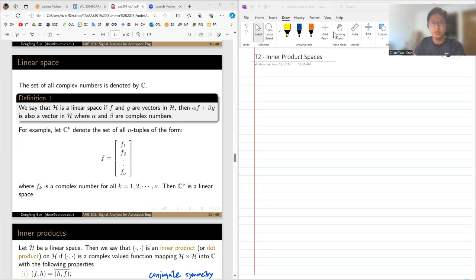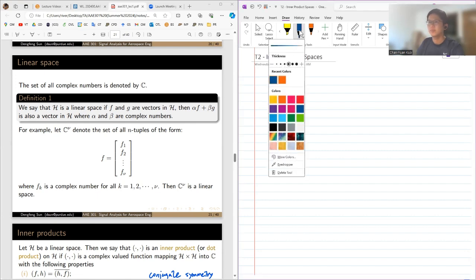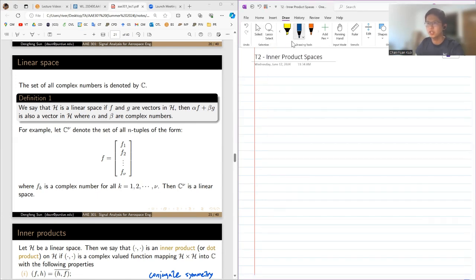In today's lecture, we will talk about inner product spaces and review some concepts from linear algebra. So first, let's take a look at what a linear space is, and let's do this by going through the definition together.